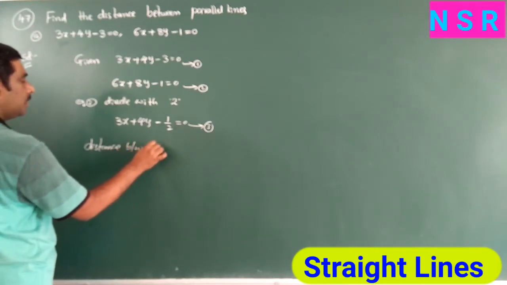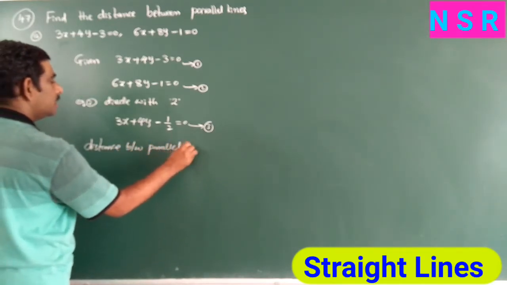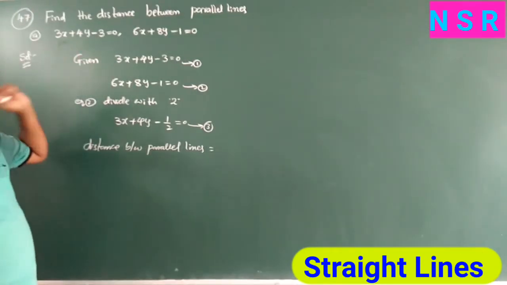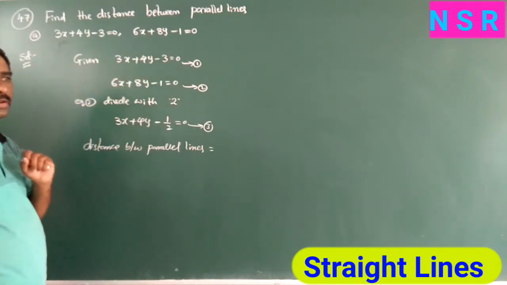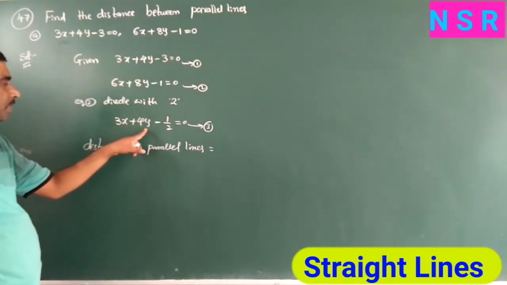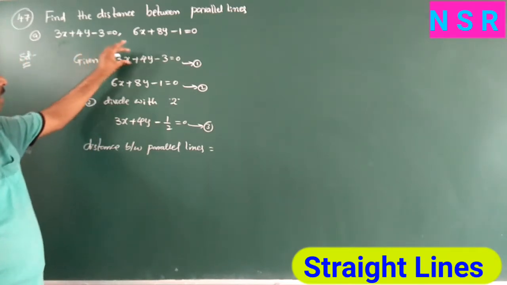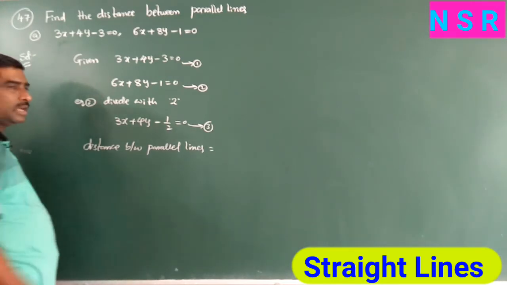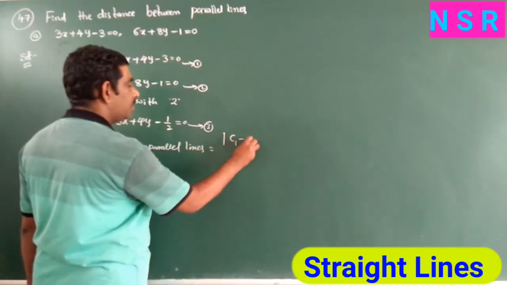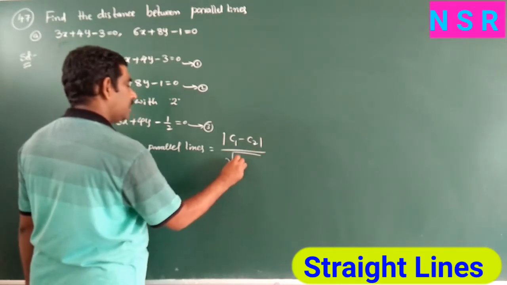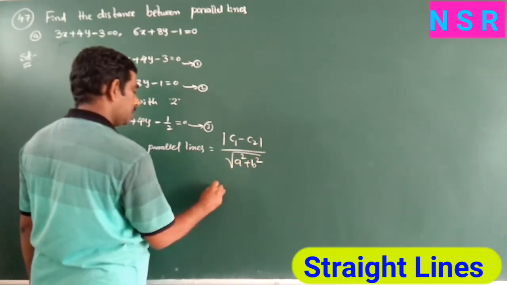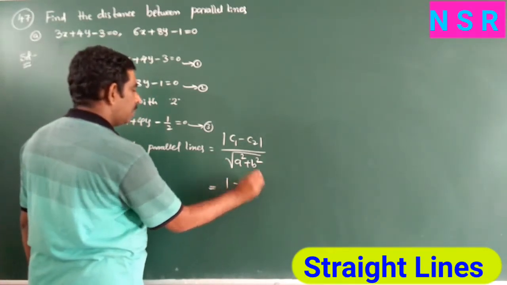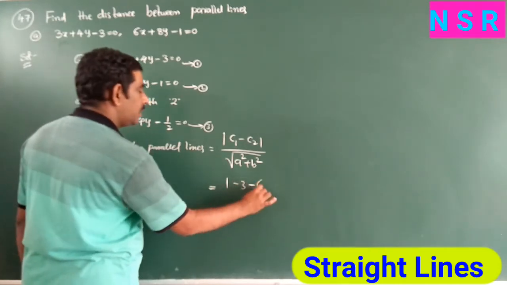So the distance between parallel lines. In which form do we have parallel lines? The first line is ax plus by plus c1 and the second line is ax plus by plus c2. So here the a and b values are equal, but c1 and c2 are different. So for the distance between parallel lines, we have a formula: mod of c1 minus c2 by square root of a square plus b square.